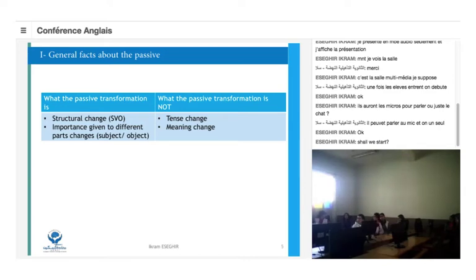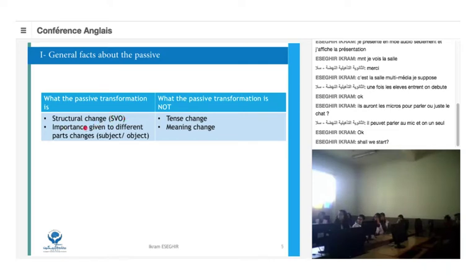So the first thing is what the passive transformation is and what the passive transformation is not. It means when you have a passive sentence, you change the structure. You have a subject, a verb, and an object, and then you start by the object becoming subject and the subject becoming at the end of the sentence.